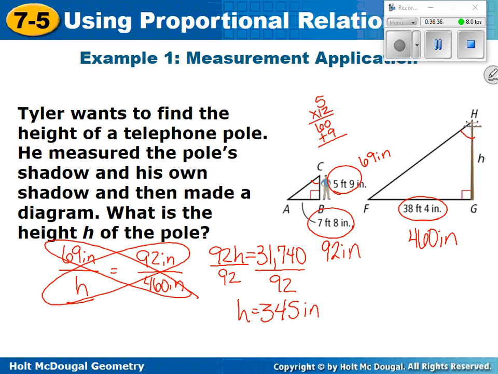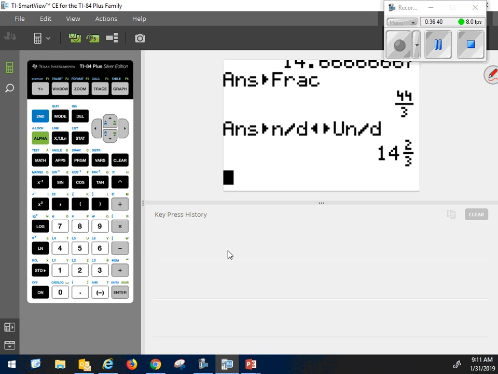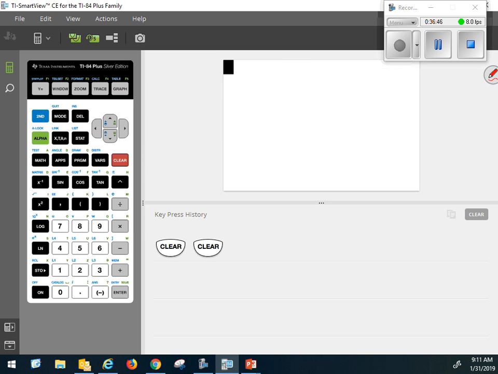Sorry, it takes a second for my calculator to open. Okay, so 345 inches. What are we going to do? Okay, divide it by 12, but you have to be careful.